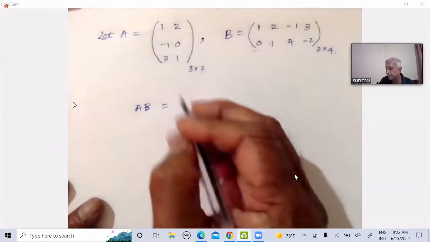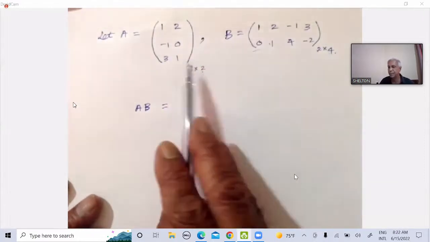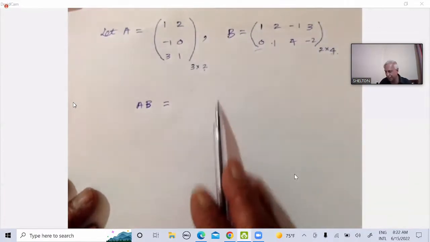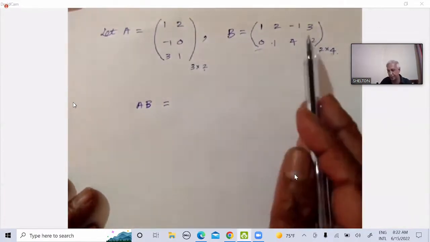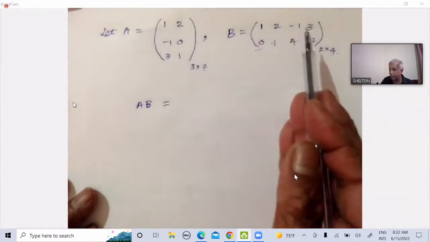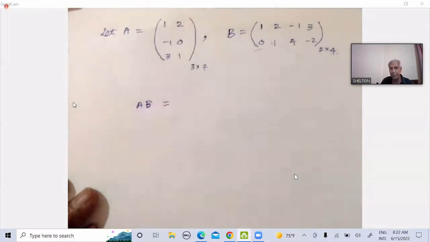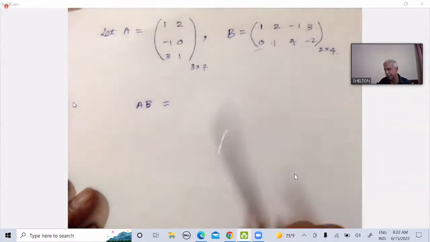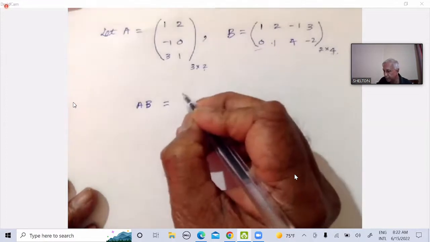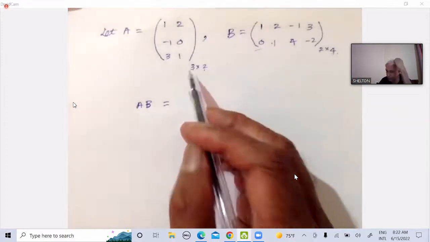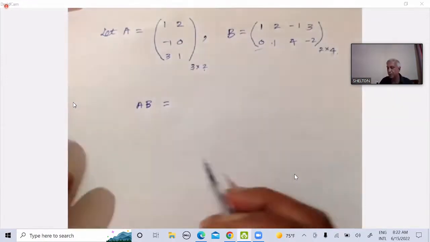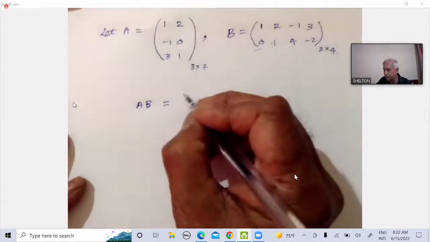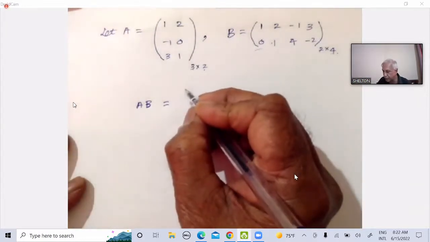What is AB? Since they are written here in that order, otherwise you get confused if you want to multiply B first and A second. A first and B second, they are written here. So we can straight away write AB. AB is going to be of the size 3 by 4, 3 rows and 4 columns.